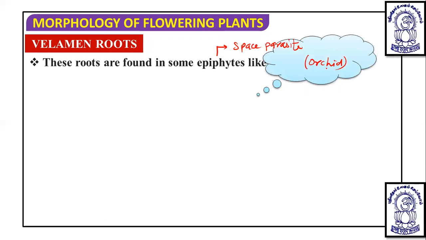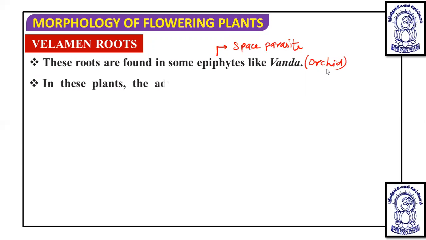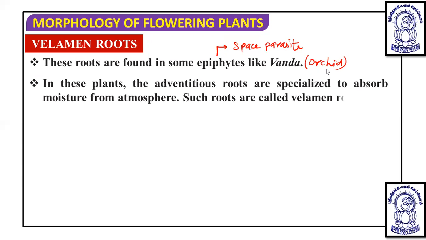Now, if we discuss further, what are epiphytes? These are plants that grow on other plants, only for the purpose of space. In these plants, the adventitious roots are specialized to absorb moisture from the atmosphere. Since they do not depend on another plant for nutrition, they are able to synthesize their own food. So they absorb moisture from the atmosphere and synthesize their own food.